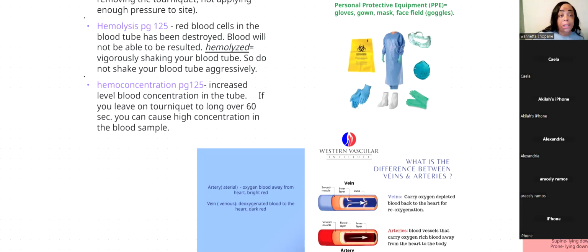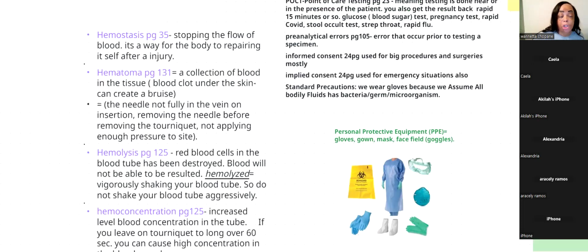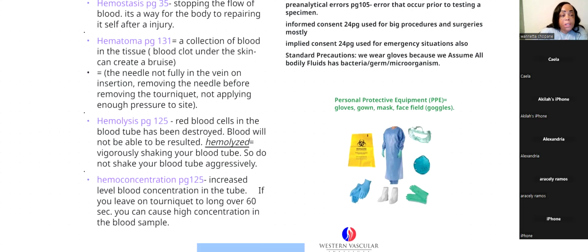So these four words, ladies, are very important to know: what they are, what the definition is, and how you can cause these things. Hemostasis, hematoma, hemolysis, and hemoconcentration. I would advise you, if this is you, make flashcards with this. It's going to be on the exam. And I gave you the causes of what you will see. I didn't give you the causes of anything that you won't see.